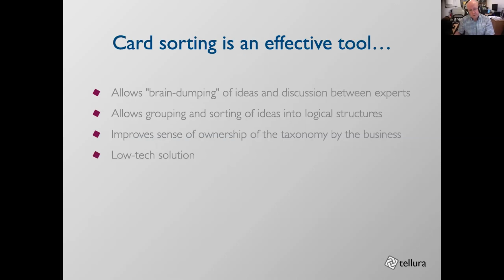So talking very briefly about card sorting. Card sorting for creating structured information systems is a very effective tool, in that it allows people to share brain dumps, group and sort ideas. And when you do it in particular, I found, to create taxonomies, it encourages ownership in the business. Because they've taken part and it's their ideas, they can see them made manifest. It's also a low-tech solution. You can do a card sort anywhere.